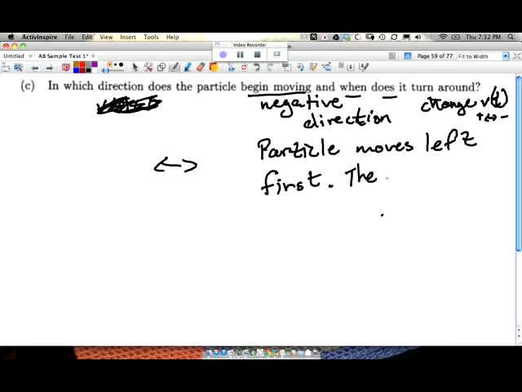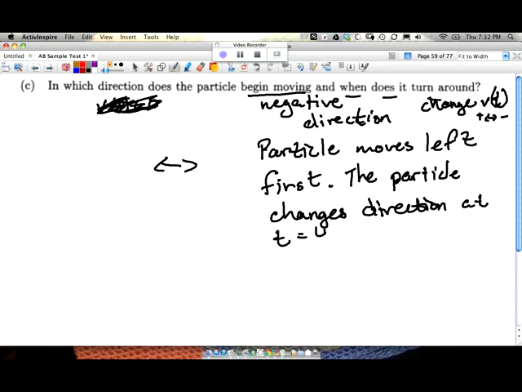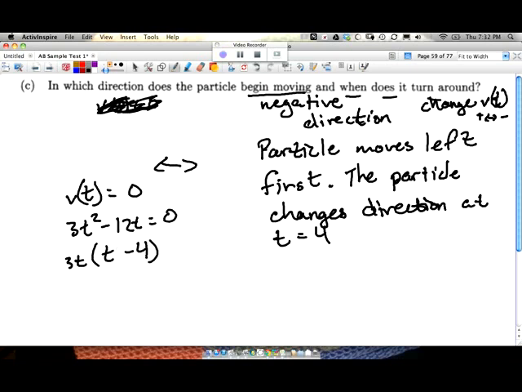So the particle changes direction at t equals 4. And I'm going to do this just to show them, because if v of t equals 0, that means that 3t squared minus 12t equals 0. Factor out a t and a 3, then we got t minus 4. And guess what? t equals 4 is one of the times when velocity equals 0, because that's what's happening. We're stopping just as we're changing direction. Boom, yeah. Okay, part D. These questions are pretty fast.